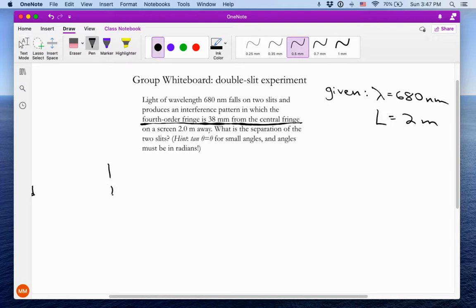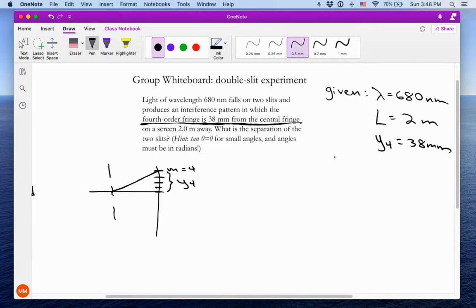So I've got my slits, I've got my optical axis, this is my screen. Remember, this is like the 0th order, first order, second order, third order, fourth order. 0, 1, 2, 3, 4. So this is what it's going to look like. I'm going to have a bright fringe at 4, so that's my m equals 4. And this distance right here is going to be my y4. And so y4 is equal to 38 millimeters.